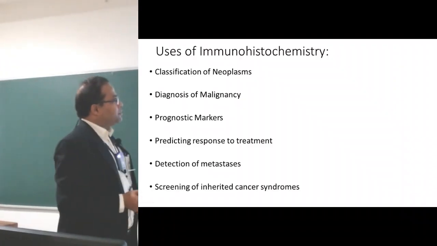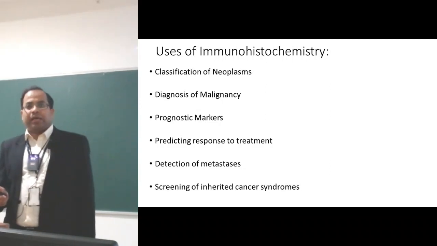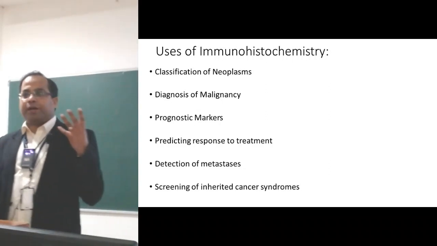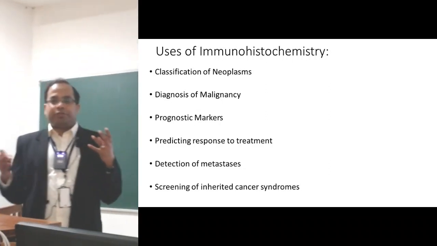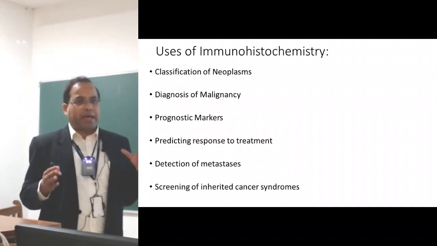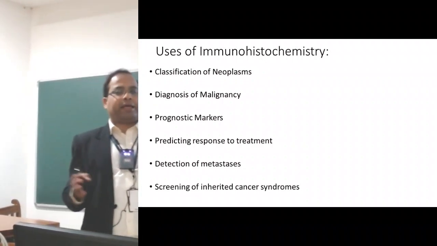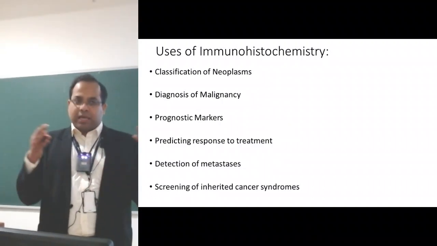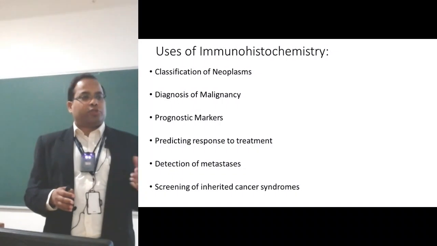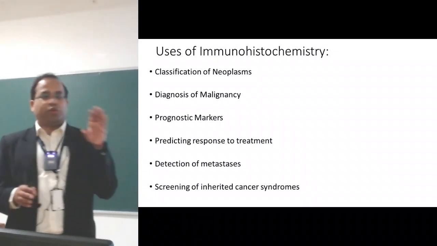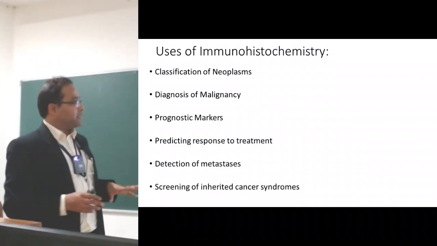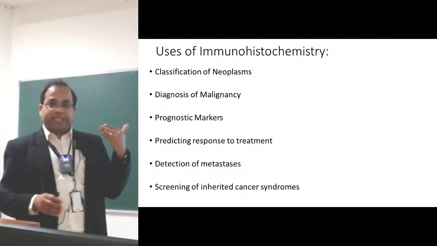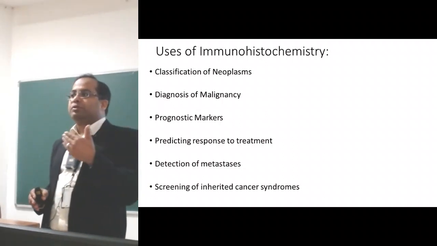Okay. So what are the uses of immunohistochemistry? When a tumor comes to us, we have to say whether it's benign or malignant. But even in malignant, there is carcinoma, there is sarcoma, there is lymphoma, there is plasmacytoma. So we have to try to differentiate the neoplasms into all these broad categories. Then we have to prognosticate them. A pathologist's work would also need to prognosticate.